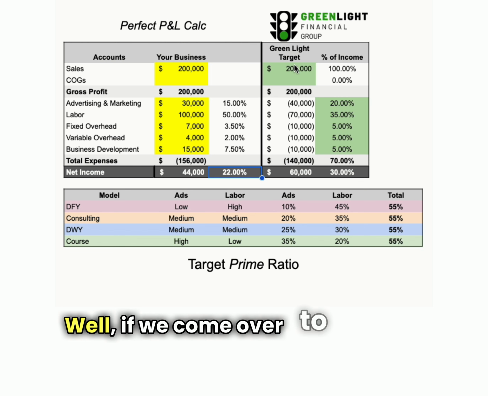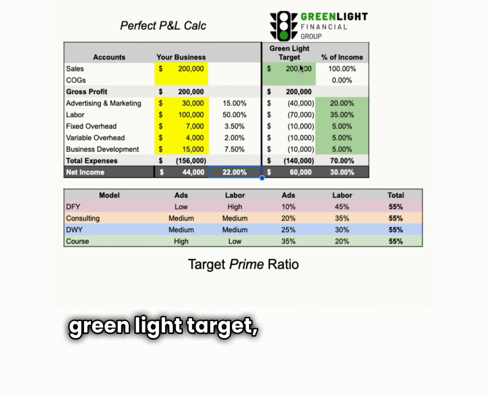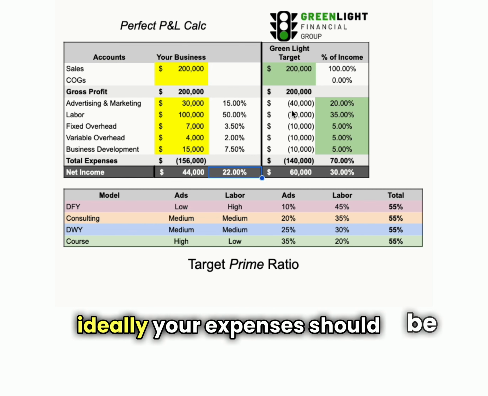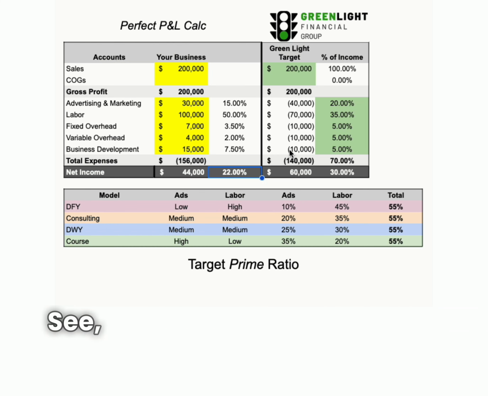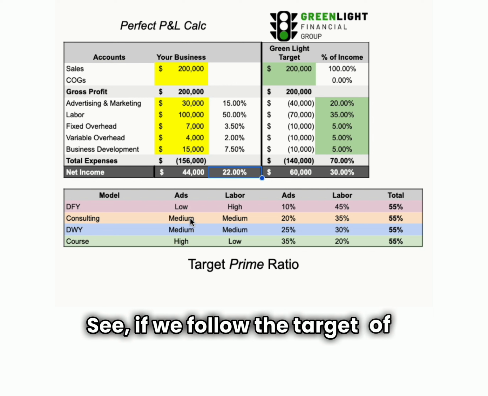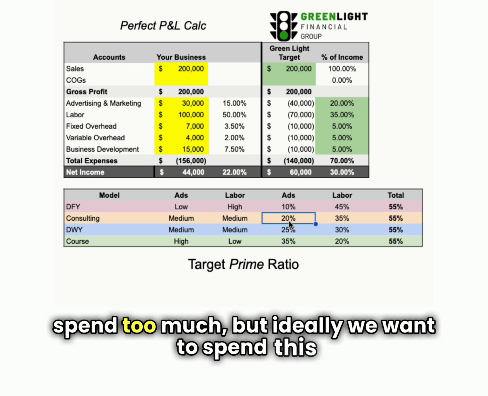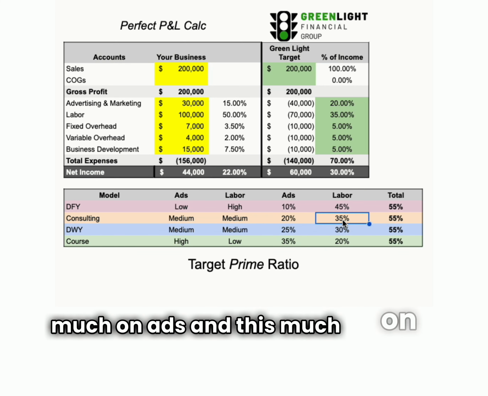Well, if we come over to here using the Greenlight target, if your revenue was 200K, then ideally your expenses should be about this per month. If we follow the target of a consulting platform, then we don't really want to spend too much on ads. Well, I shouldn't say we don't want to spend too much, but ideally we want to spend this much on ads and this much on labor, right?